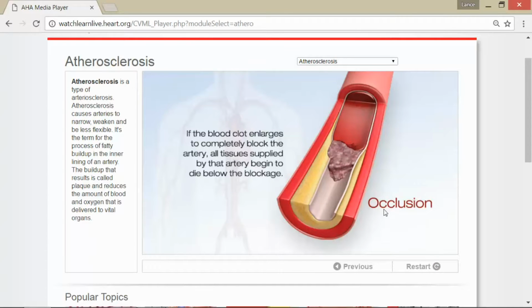Finally, occlusion occurs if the blood clot enlarges to completely block the artery, and all tissues supplied by that artery begin to die below the blockage. So it's life trying to get through, but because of that blood clot and the dead red blood cells right there, everything beneath that dies off too.